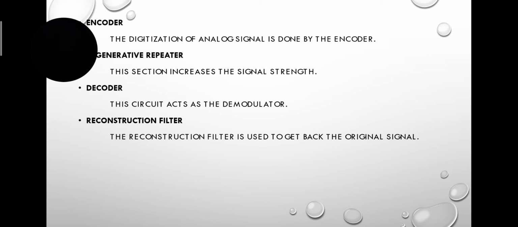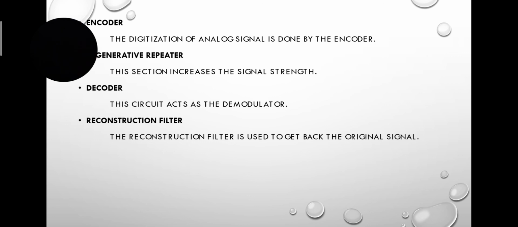Regenerative repeater. This section increases the signal strength. The output of the channel also has one regenerative repeater circuit to compensate for the signal loss and reconstruct the signal, and also to increase its strength. Decoder. The decoder circuit decodes the pulse coded waveform to reproduce the original signal. This circuit acts as a demodulator.